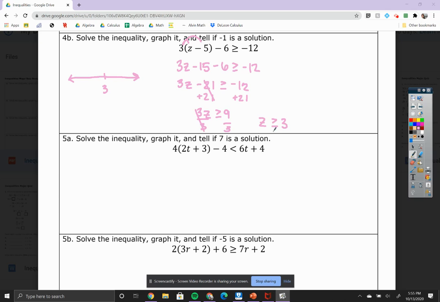Since it's greater than or equal to, it's going to be a closed circle. And since it's greater than, it's going to be to the right. Now to tell if negative 1 is a solution, I take z is greater than or equal to 3, replace the z with the negative 1, which gives me negative 1 is greater than or equal to 3. Well, this is not true. So that means negative 1 is not a solution.